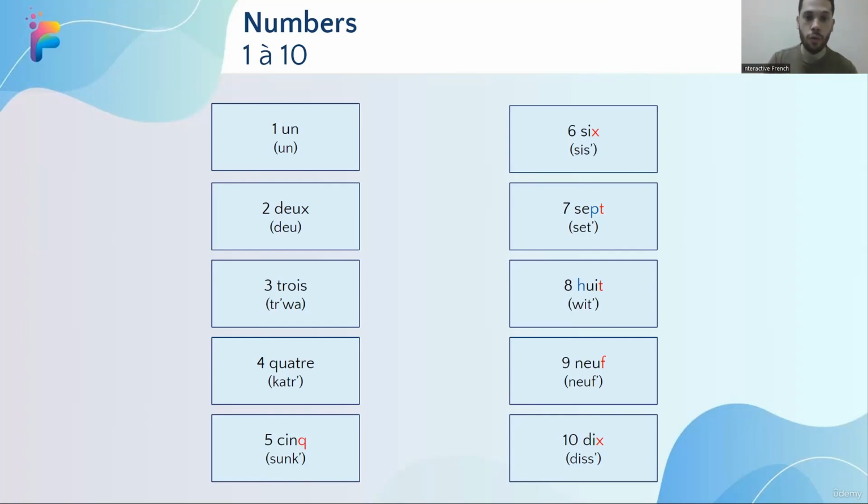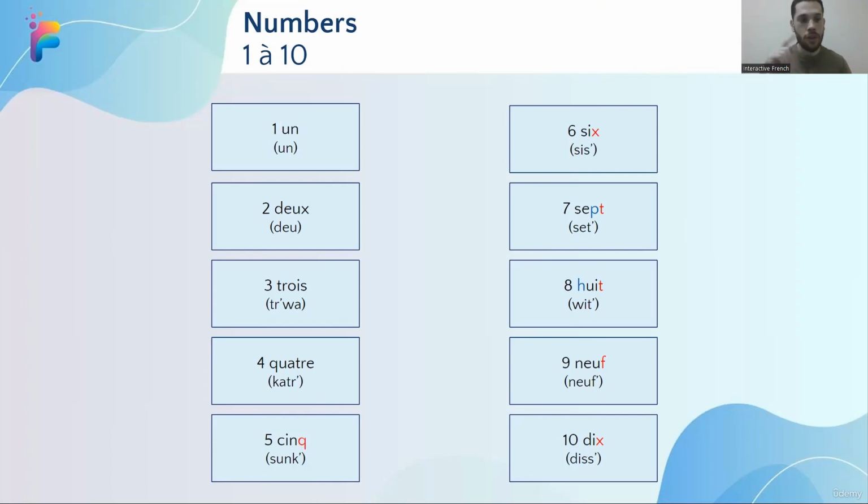So deux for 2. Then we've got trois for 3. Then we've got quatre, okay? So quatre is for 4. Make sure when you pronounce quatre to not pronounce it with a "qu" sound, it's a "k" sound. Next is cinq, so cinq for 5.